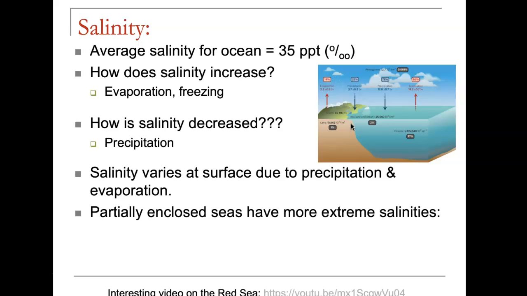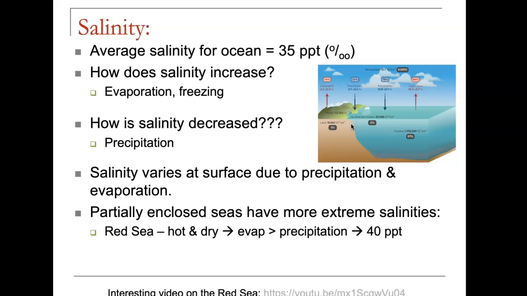And partially enclosed seas or bays are going to have much more extreme salinities than anywhere else. So places like the Red Sea, where it's really hot and dry and you get a lot of evaporation and not much precipitation. Because of that, you get a lot of evaporation, and that's going to leave a really saline body of water behind. And that's what the Red Sea is. So that's why the Red Sea has an average salinity of about 40 parts per thousand, really saline, dense.